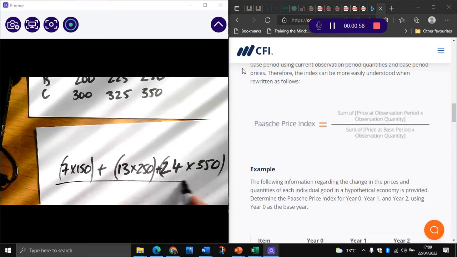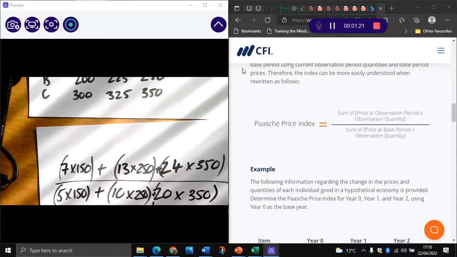Divided by the prices in the original year, or the base year it's called, and this time you multiply by these figures as well. You're using current quantities to calculate this. 20 by 350. Now give me a minute till I work that out.